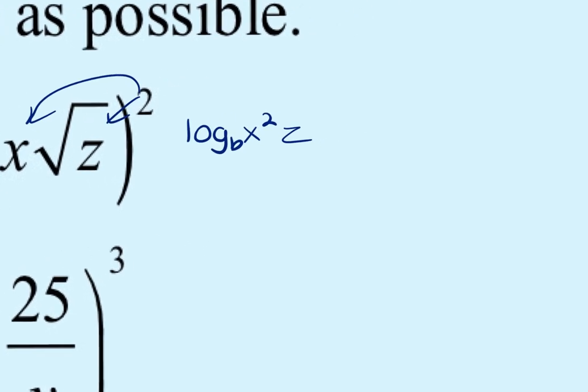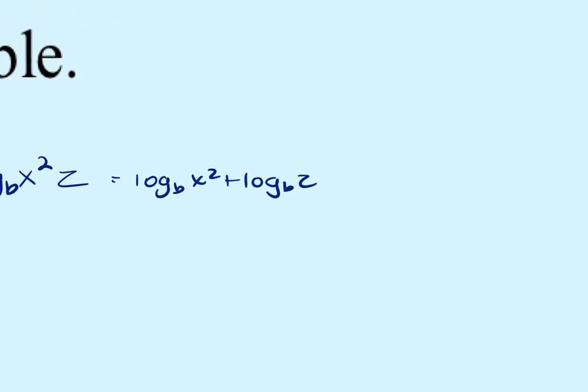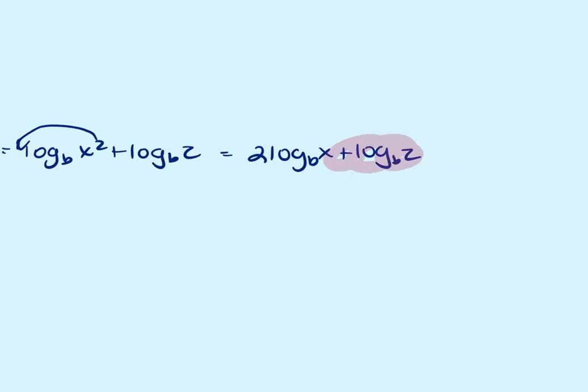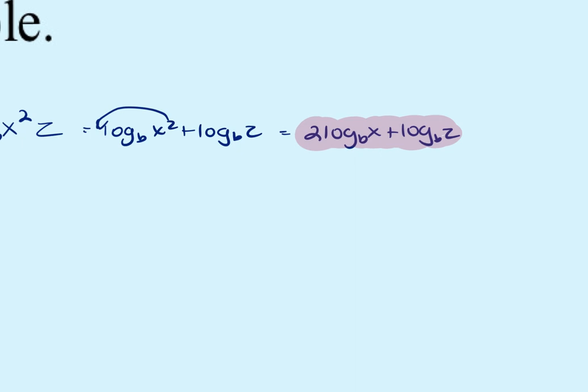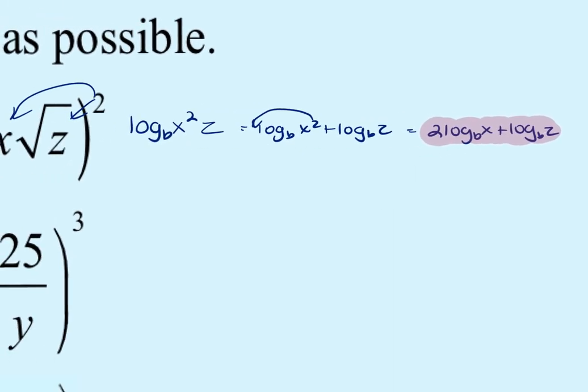When I expand, the multiplication goes to addition and the 2 goes to the front, but just on the x. So this would be log base b of x squared plus log base b of z. And then just the x one gets the 2. So 2 log base b of x plus log base b of z. Questions on that one? Yeah. What happened to the square root on z? The square and the square root canceled out.